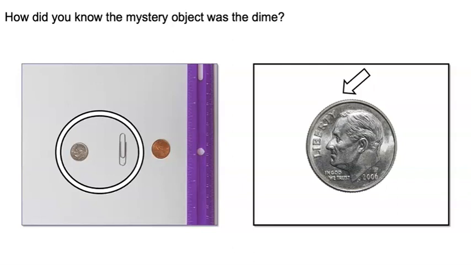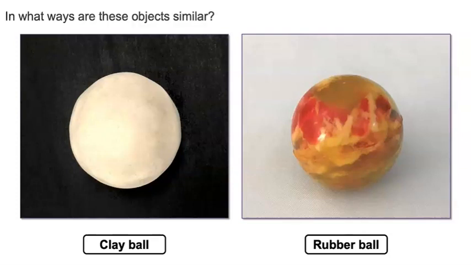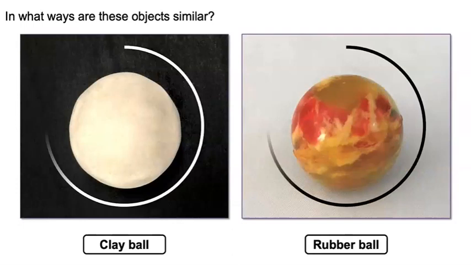Great work! Today we will explore the question, how can we describe different objects? I have two more objects for us to observe. In what ways are these objects similar? Well, they're similar because they are both balls and they have the same shape.